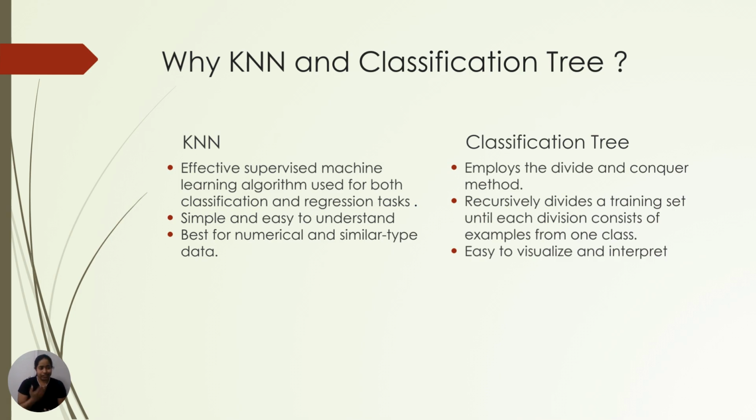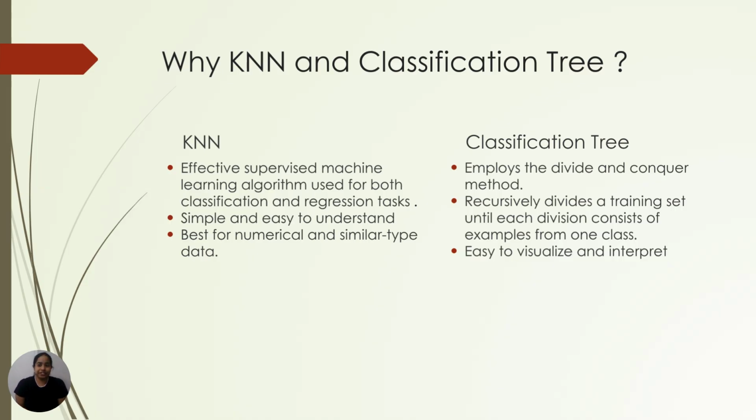Still, KNN is quite powerful because it's used in pattern recognition and image classification as well. It's easy to understand and implement, and also highly effective for classification and regression tasks.